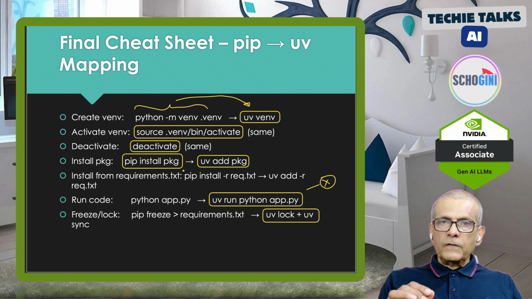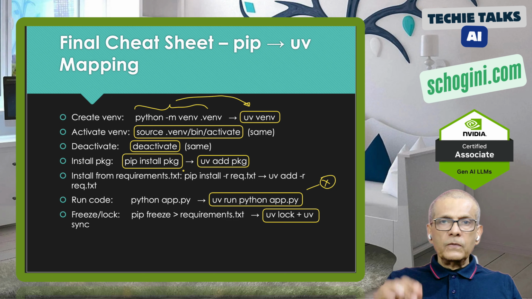So that is it for this short video. Please begin using uv. That is the only way to migrate from pip.